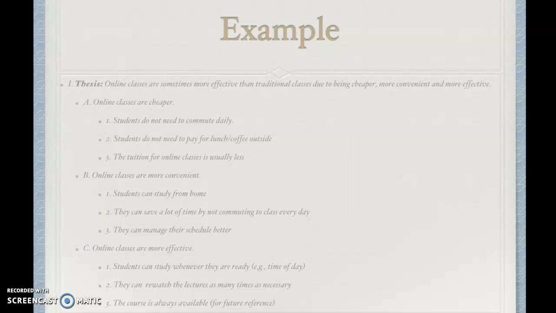Now, as you can see in this slide, we have a hierarchical structure. So we have the Roman numeral 1 for the thesis. We have A, B, C for the main ideas. And then we have 1, 2, and 3 for the supporting ideas of each paragraph. So this is what an outline for a preliminary essay looks like.